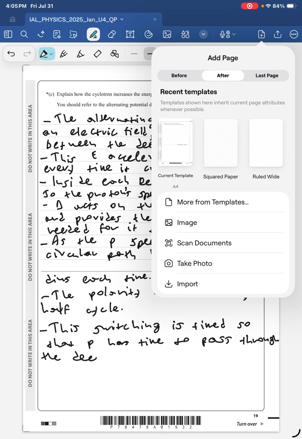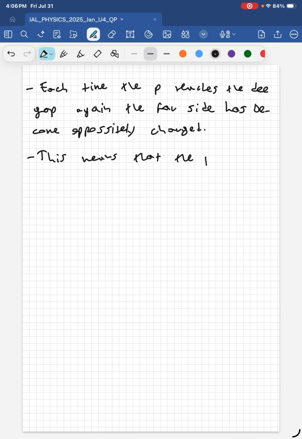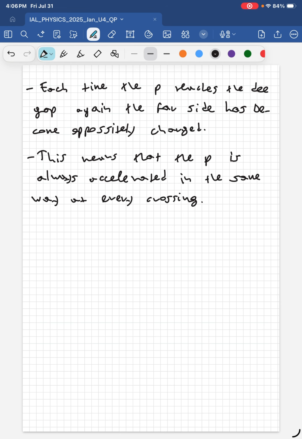Okay, let's create a clean page. Each time the proton reaches the D gap again, the far side has become oppositely charged. So this means that the proton is always accelerated in the same way at every crossing. So the proton speeds up and its energy increases.